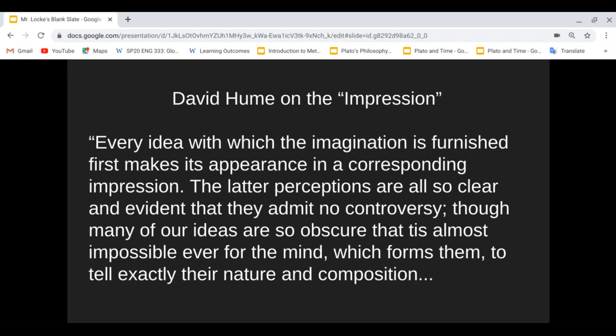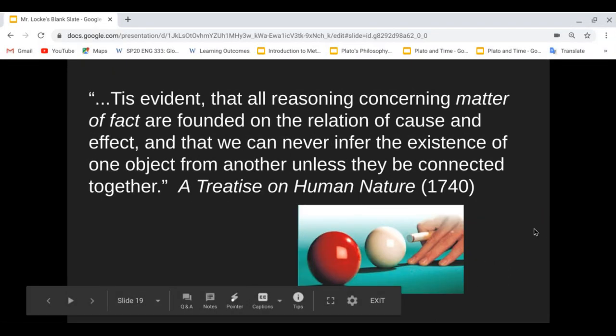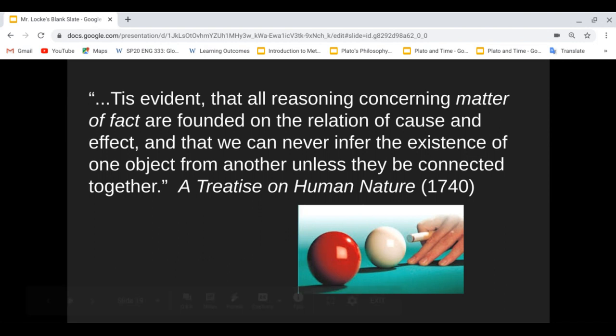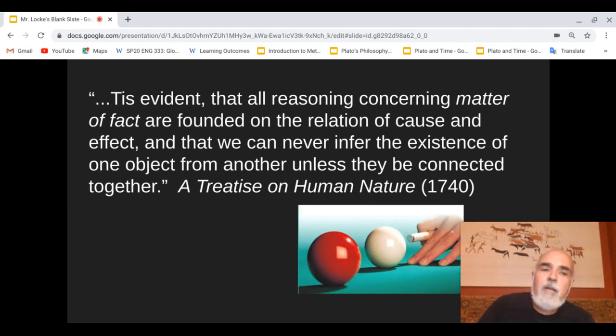David Hume is going to say, every idea with which the imagination is furnished first makes its appearance in a corresponding impression. The latter perceptions are so clear and evident that they admit no controversy, though many of our ideas are so obscure that it is almost impossible for the mind which forms them to tell exactly their nature and composition. 'Tis evident that all reasoning concerning matter of fact is founded on the relation of cause and effect, and that we can never infer the existence of one object from another unless they be connected together. So this is another key notion in the thinking of Hume, which we don't have time to go into too much here.